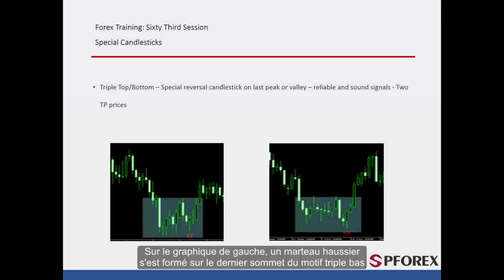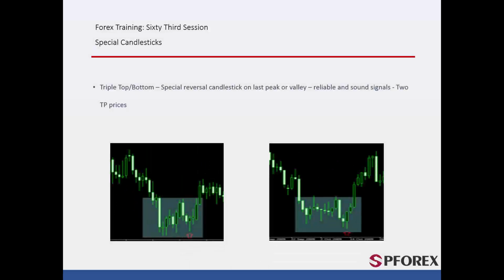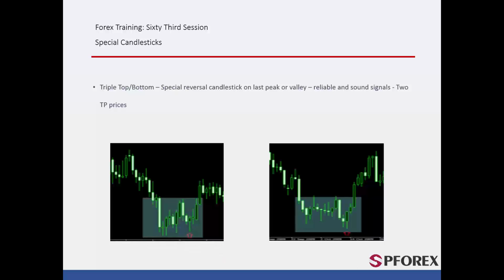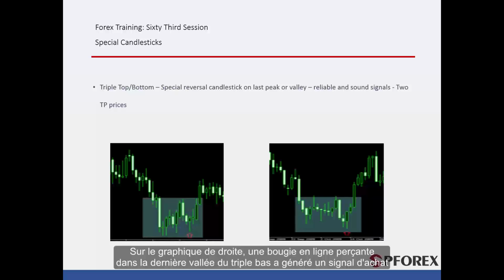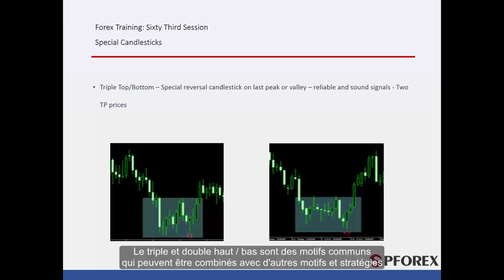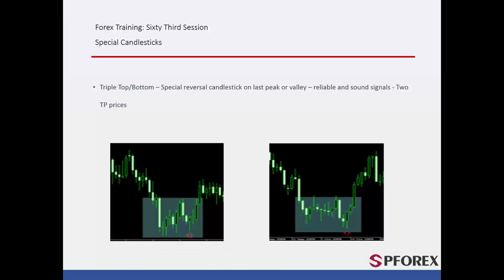On the left graph, a bullish hammer has formed on the last valley of a triple bottom pattern. A buy order could be placed over the given candle sooner than the breakout point. On the right graph, a piercing line candle on the last valley of the triple bottom has generated a buy signal. Triple and double top or bottom are common patterns which can be combined with other patterns and strategies.